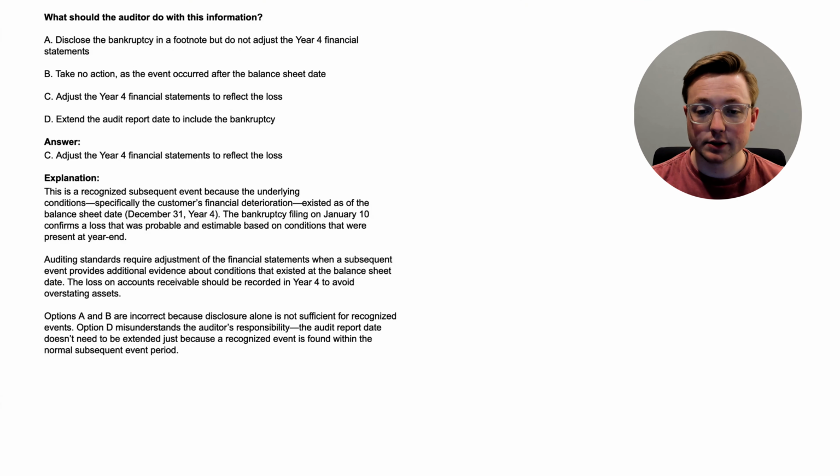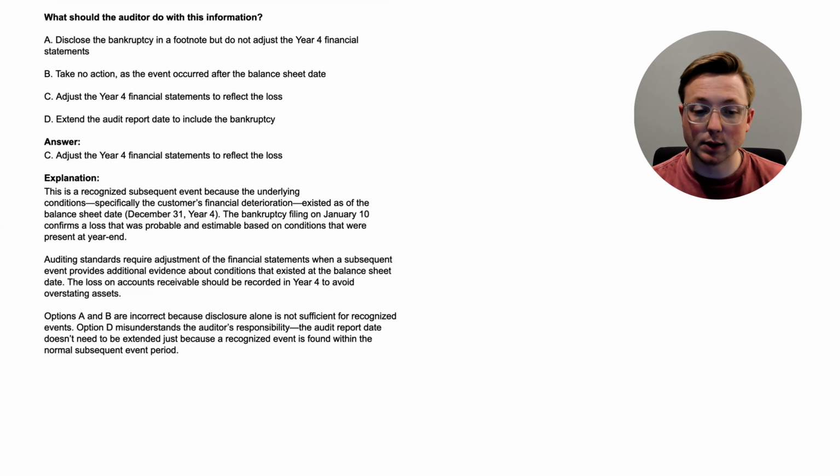So let's go through this. This is a recognized subsequent event because the underlying conditions, specifically the customer's financial deterioration, existed as of the balance sheet date, so December 31st, year 4. The bankruptcy filing on January 10th confirms a loss that was probable and estimable based on conditions that were present at year end. Auditing standards require adjustment of the financial statements when a subsequent event provides additional evidence about conditions that existed at the balance sheet date. The loss on accounts receivable should be recorded in year 4 to avoid overstating assets.